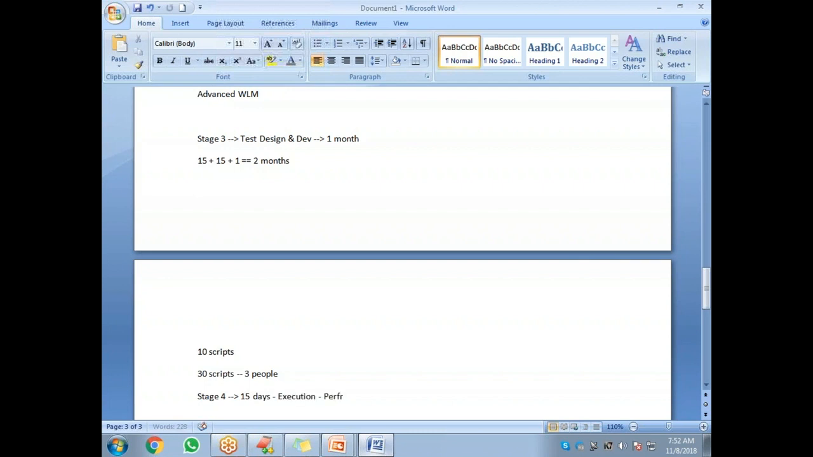The performance test specialist, or in some companies they call it performance tester. In some companies they just call it performance test analyst or performance tester. Different people call it different ways, but it's all the same.